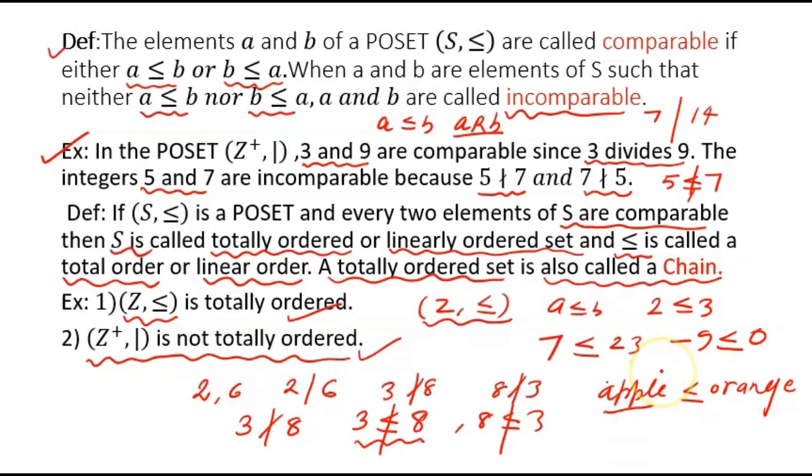And similarly, if you take any 3 words, suppose I say that apple comes before ball, and then ball comes before cat, then certainly apple comes before cat. We are not going into the nursery class, but the point is that this example, I hope, is making sense to you. Okay, gentlemen and ladies.